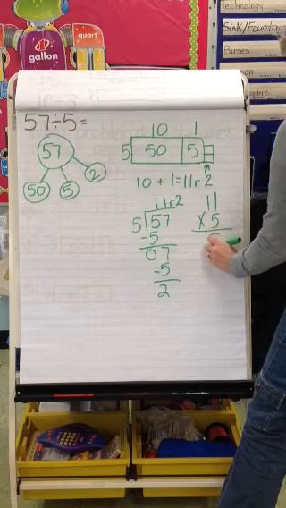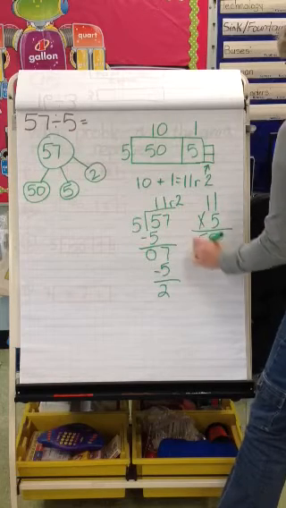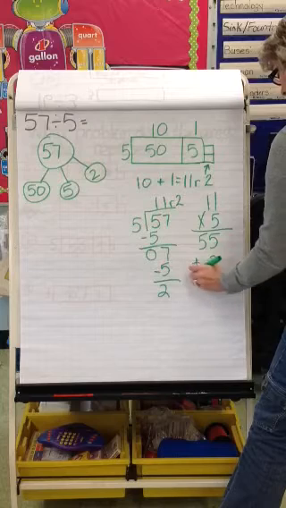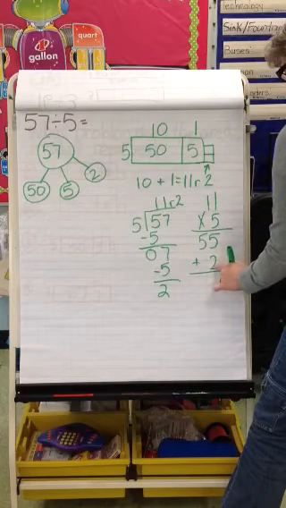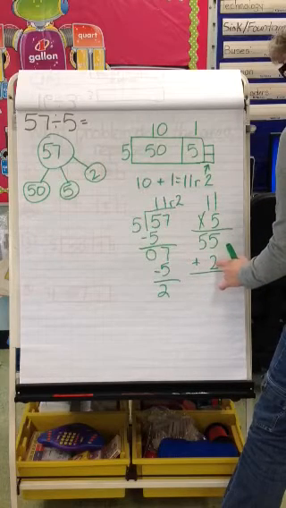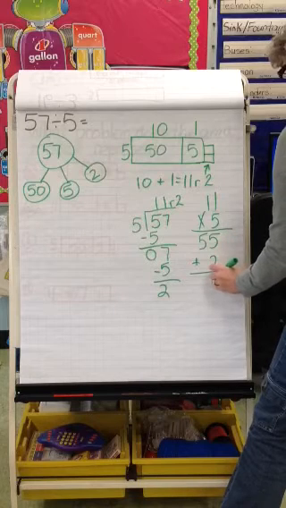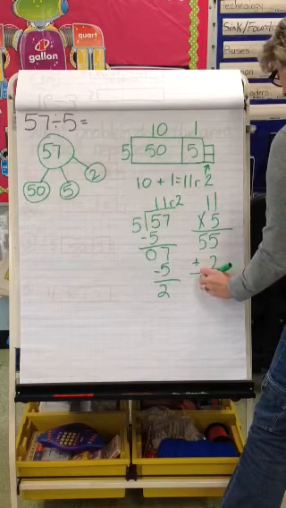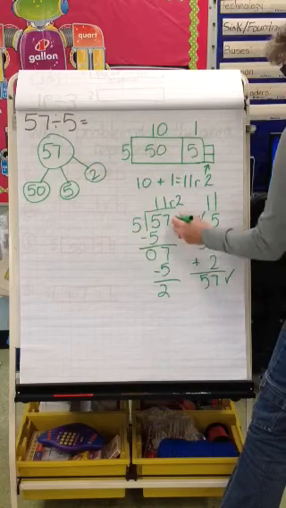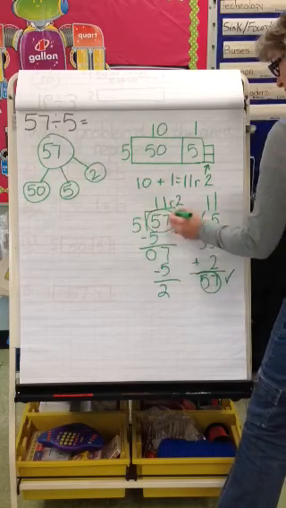Okay, to check, we're going to take 11 times 5. 5 times 1 is 5. 5 times 1 is 5. Do not forget to add that remainder, okay, or make sure you line it up because this belongs in the ones column. 5 plus 2 is 7. 5 plus nothing is 5. It checks. 57, 57.